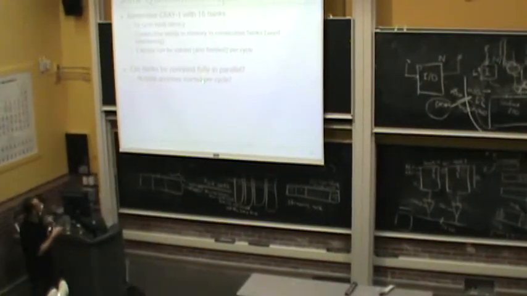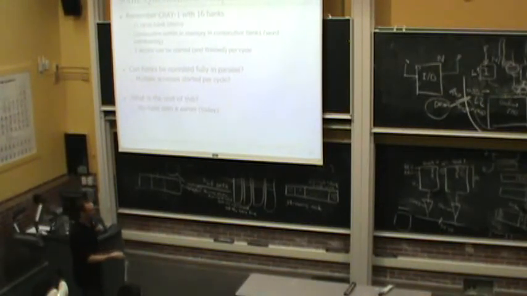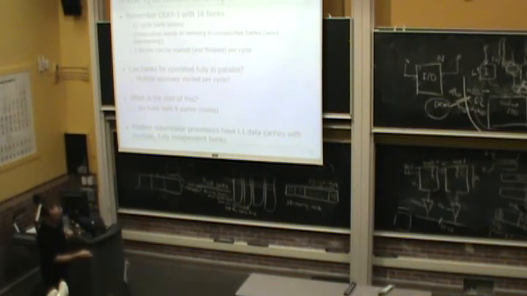Can banks be operated fully in parallel? Yes, if you have a design like this. What is the cost of it? Well, we've seen this earlier today with interleaving for the cache, right? This is more costly. And also, I haven't shown you the conflict mechanism and the routing mechanism here. Here you don't have that routing mechanism. In a sense, it's kind of internal.